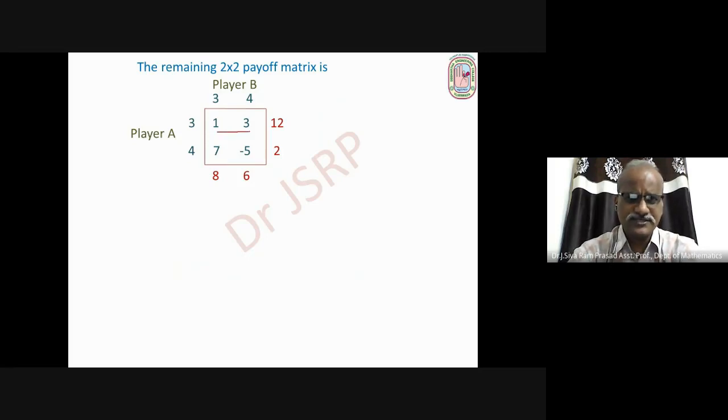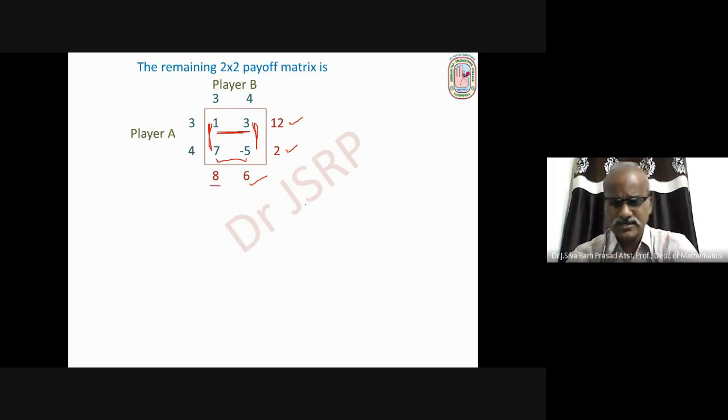Take first row difference, 1 minus 3, take absolute value, that is plus 2, write it opposite to second row. Similarly, take difference of second row, 7 minus of minus 5 plus 5, so 12, write it opposite to first row. Take difference of first column, 1 minus 7, take absolute value, that is 6, write it opposite to second column. Take difference of second column, 3 minus of minus 5, 3 plus 5, 8, write it opposite to first column.